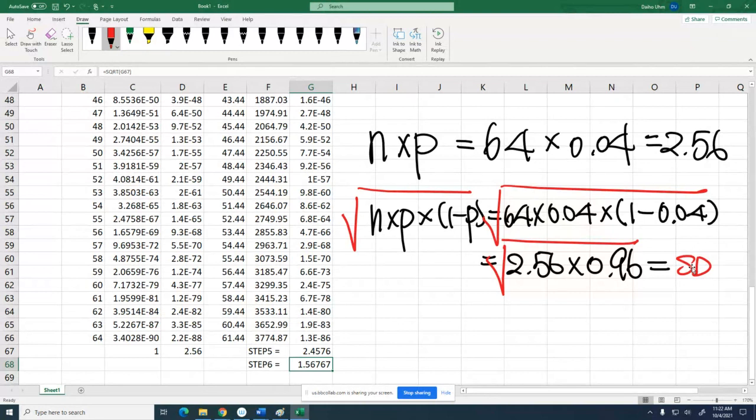We don't have to apply 6 steps. It's very easy. Take n times probability times 1 minus the probability. And don't forget, take the square root. Not by 6 steps. Simply, we can take the standard deviation. But remember, it is only true in the binomial distribution.